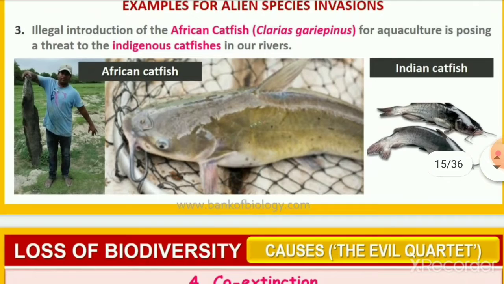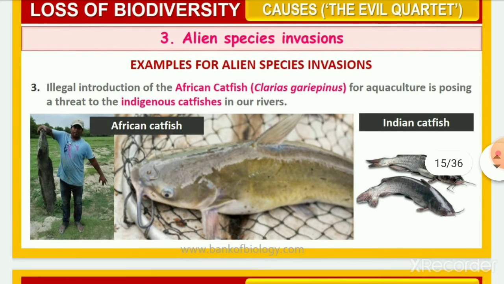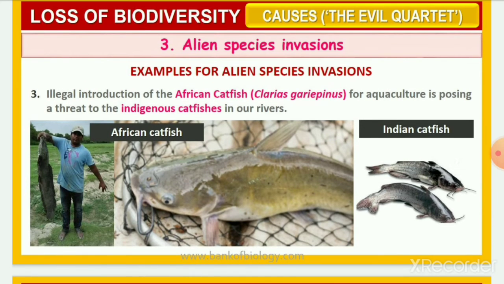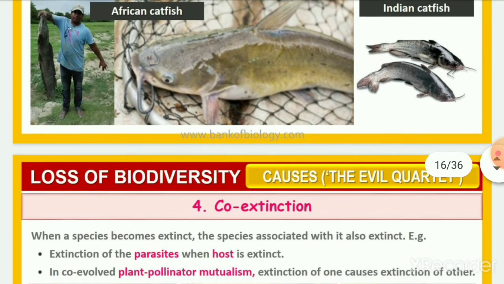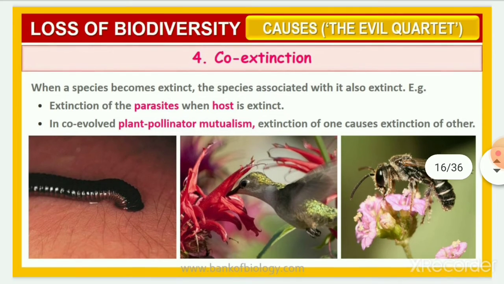Okay, another example is of catfish. This is African catfish known as Clarias gariepinus. So this was introduced for increasing its production in aquaculture, but now it is found that this African catfish Clarias gariepinus is causing a threat to the indigenous catfishes of that area. So these are the three very important examples of alien species invasion, how alien species can cause decline or extinction of indigenous species.